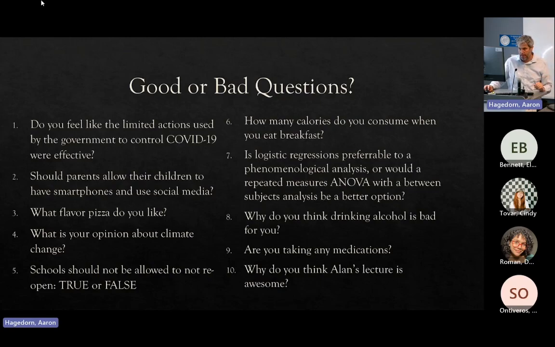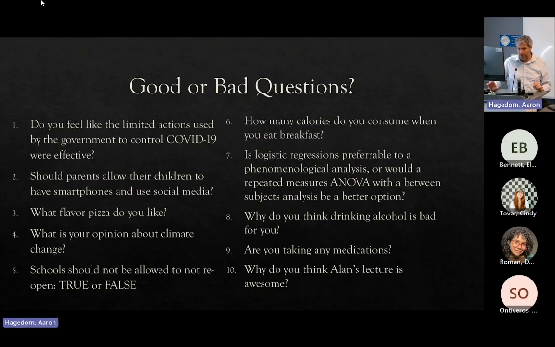Next one, should parents allow their children to have smartphones and use social media? This is called a double-barreled question. We're asking two different questions at once, and smartphones is one thing, social media is another. So it should be divided into two questions. And so this is the idea of a double-barreled question, two ideas.